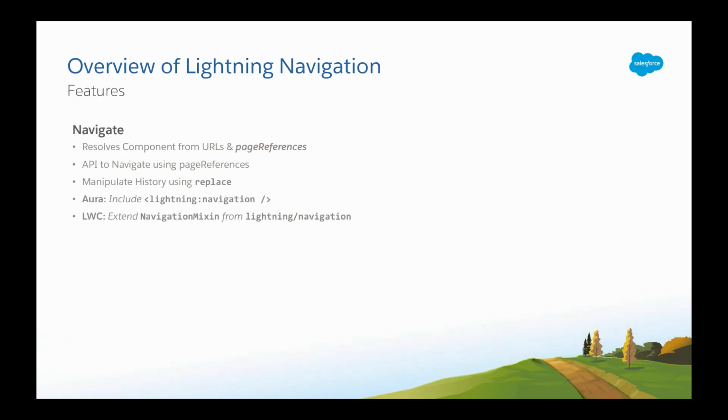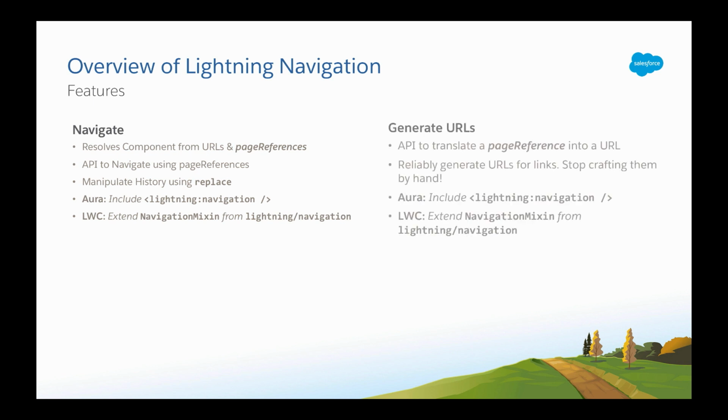So what are some of the features for the Lightning navigation? Well, of course, first is navigation. That's the ability to resolve a component for a given URL or page reference. An API for you to use programmatically to handle those navigations. You can also use it to manipulate the history, so you can do redirections. And so in Aura, in order to do this, you would include the Lightning navigation component. And in LWC, you would extend the navigation mixin from the Lightning navigation module.